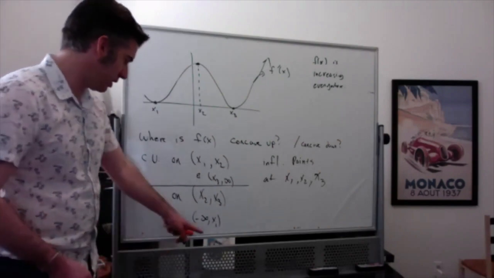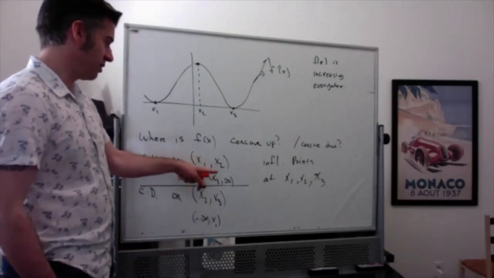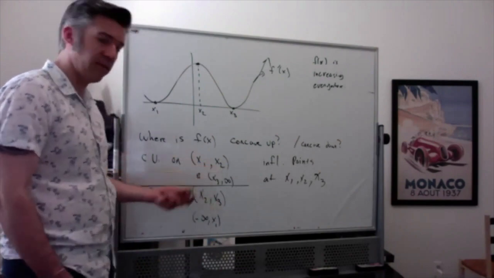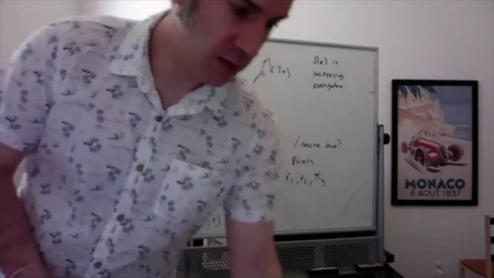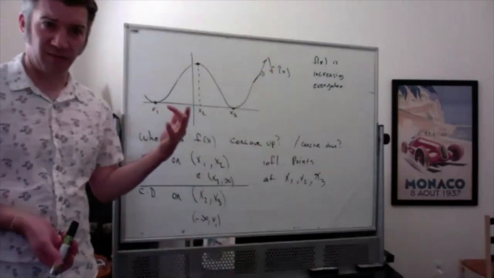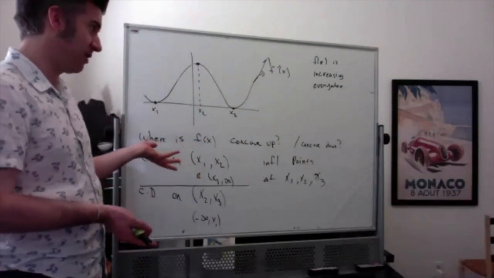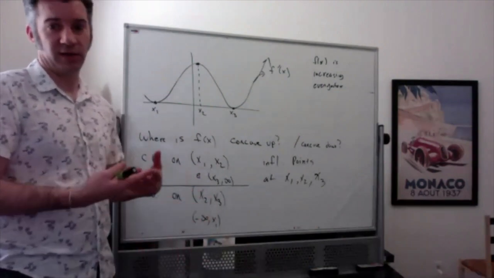So at x1, we change from being concave down to concave up. And then at x2, we change from being concave up to concave down. And then at x3, we change from being concave down to concave up. So all those points are inflection points. So hopefully that helps with some of those graphing problems where they give you the derivative graph and you have to interpret what's happening with relative extrema, with inflection points, that kind of stuff.